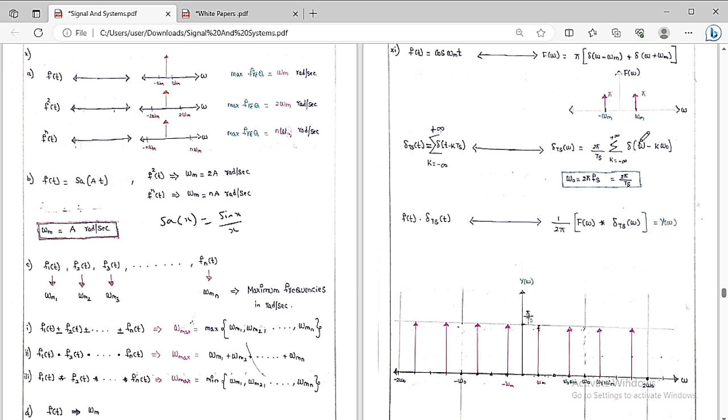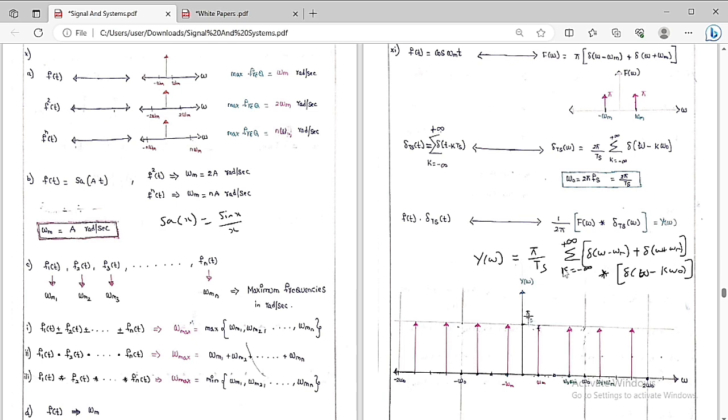Then what remains is delta of omega minus omega m plus delta of omega plus omega m, convolved with the sum of delta of omega minus k omega naught. So if I write the final expression, Y(omega) is nothing but pi by Ts, sum over k equal to minus infinity to plus infinity, of delta of omega minus omega m plus delta of omega plus omega m, convolved with delta of omega minus k omega naught. So this is what we are going to get.